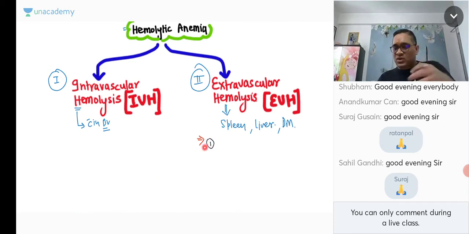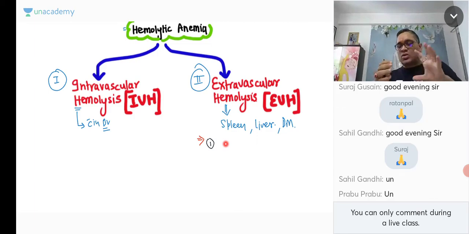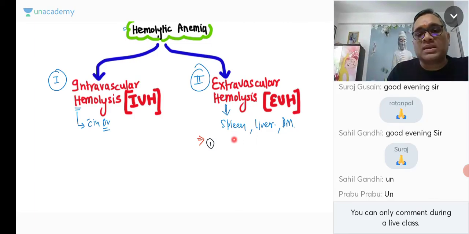See this. When RBC will lyse, what will come out? Heme. Heme will form bilirubin, right? So what are we going to see? What kind of bilirubin in hemolytic anemia are you going to see? Conjugated or unconjugated? Because hemolysis is more and the conjugating enzyme in the liver is less, obviously conjugation will be less, right? So it will be unconjugated. So always remember there is an increase.